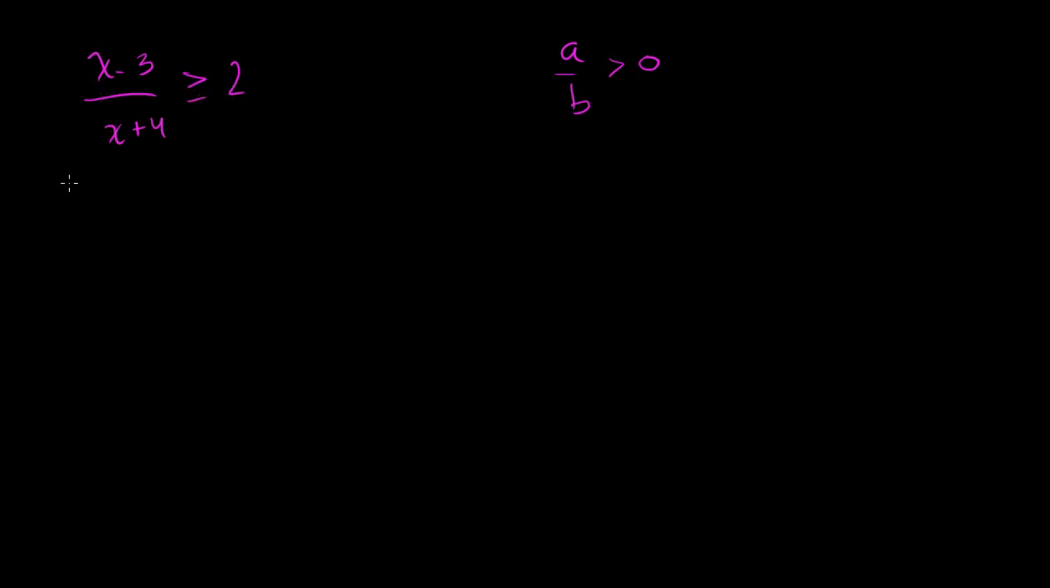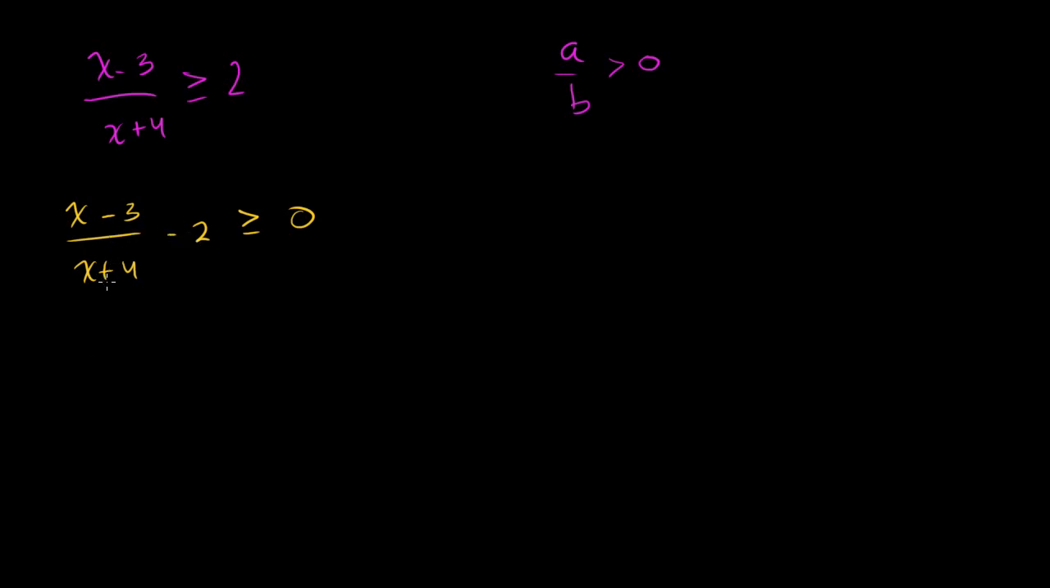So let's do that. So you have x minus 3 over x plus 4 minus 2 is greater than or equal to 0. Just subtracted 2 from both sides. I can add or subtract without messing up the inequality. You never have to worry about that. It's only when you multiply by negatives that you swap the inequality. And now what is this?